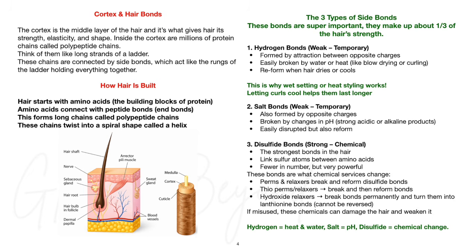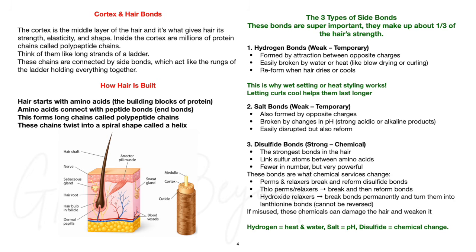Let's go over the 3 types of side bonds. These bonds are super important. They make up about 1/3 of the hair strength. Number 1, hydrogen bonds. These are weak and temporary, formed by attraction between opposite charges, easily broken by water or heat, so like blow drying or curling. They reform when hair dries or cools. This is why wet setting or heat styling works. Letting curls cool helps them last longer.